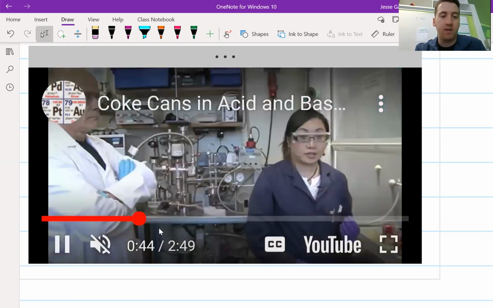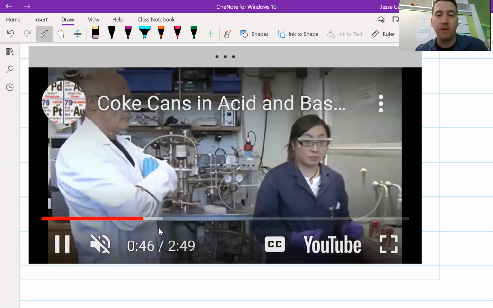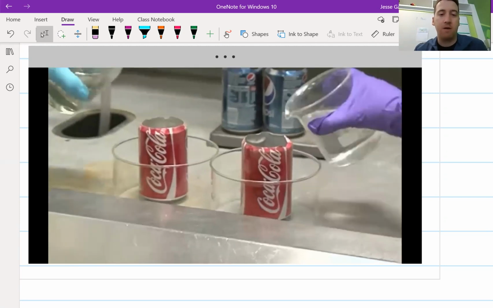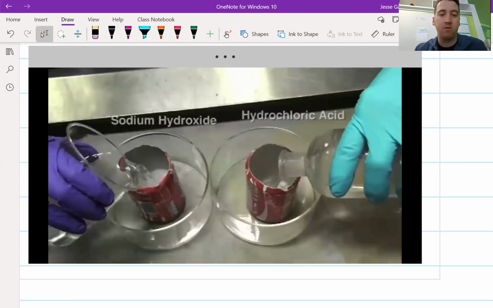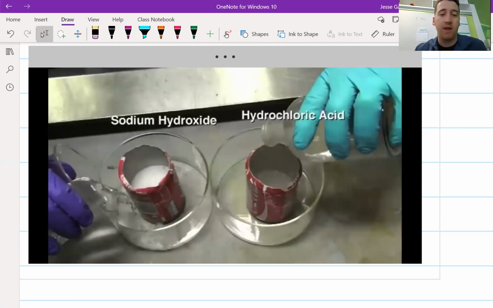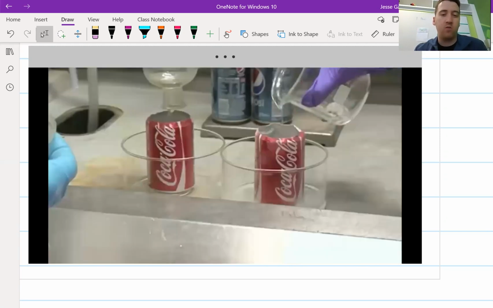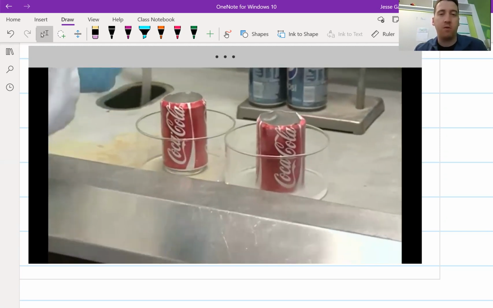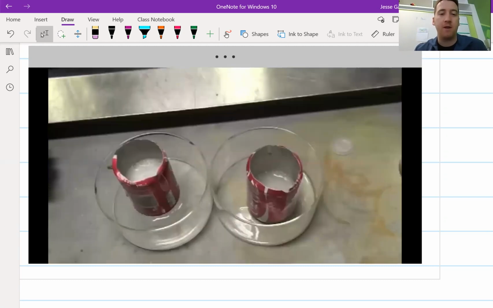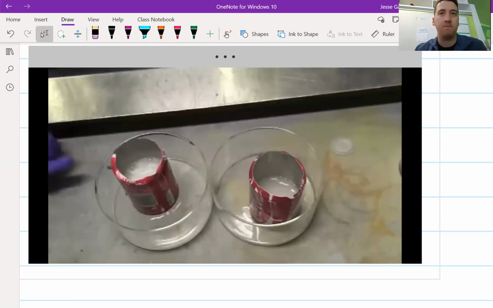So here we see we've got two cans. They are Coke cans, and we're going to put some chemicals in. As you can see, some liquid chemicals going into the cans. It tells you what they are there. We'll discuss what type of chemicals they are in a second, but more importantly, I want you to watch what exactly is happening that's telling you a chemical reaction is happening.